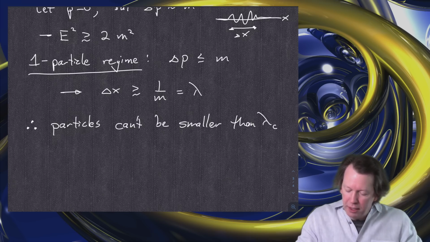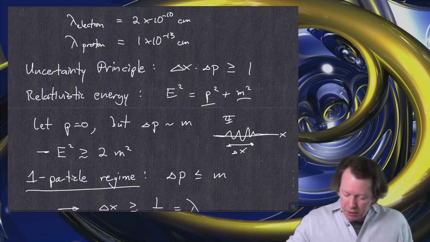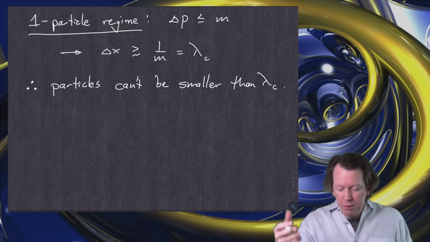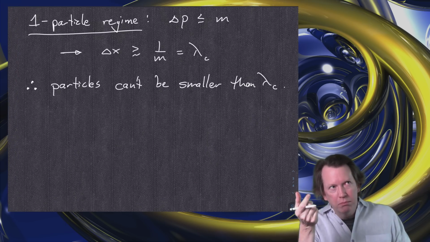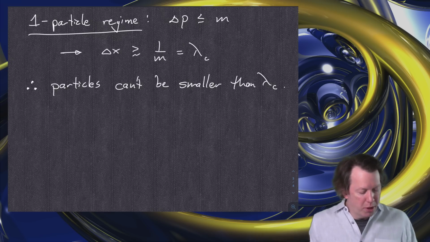I'll put a C under there just to make sure that you know it's the Compton wavelength. But if I'm talking about individual particles, I will sometimes put the subscript with the name of the particle, okay? So that's what the Compton wavelength is. It's sort of the minimum size that you can squeeze the wave function and you still call it a particle.